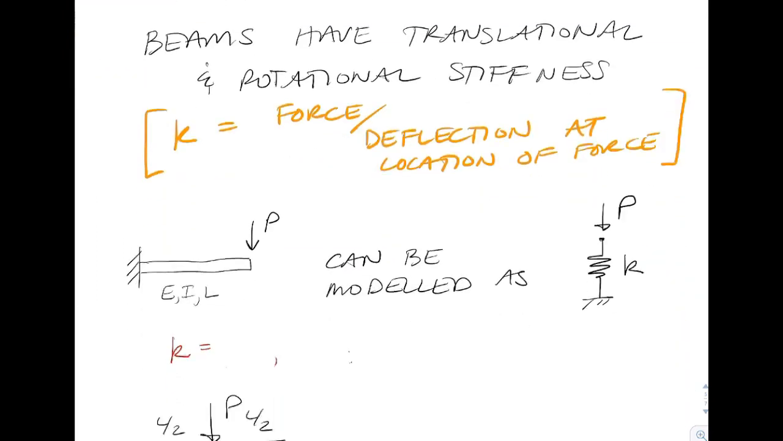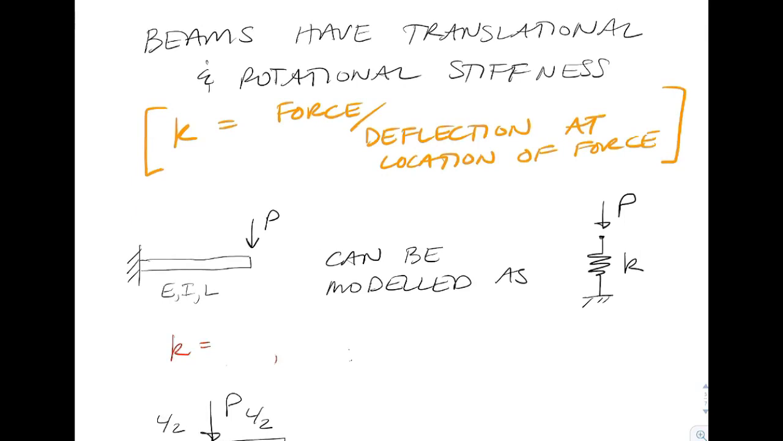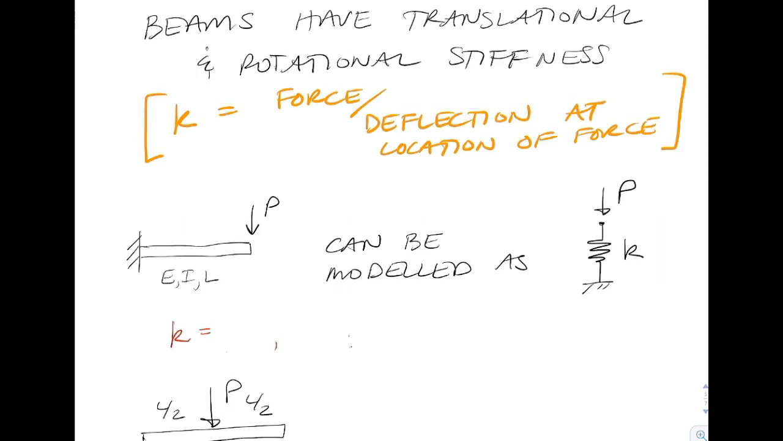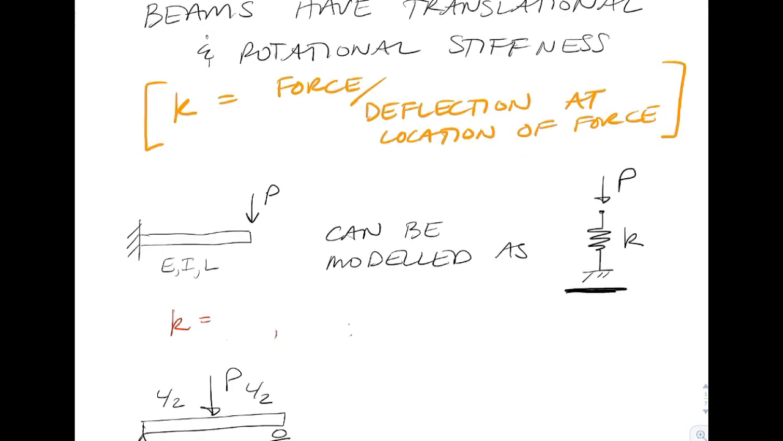So taking a look at some beams. Now beams would have both rotational and translational stiffness. And so from a translational point of view, let's take a look at a cantilever beam with a point load out at the end. So that can actually be modeled as a spring. And how we're going to calculate that spring constant, we're going to take the load P divided by the deflection out at the end of the beam. So however far that load P causes deflection, we'll be able to model that as a simple spring.